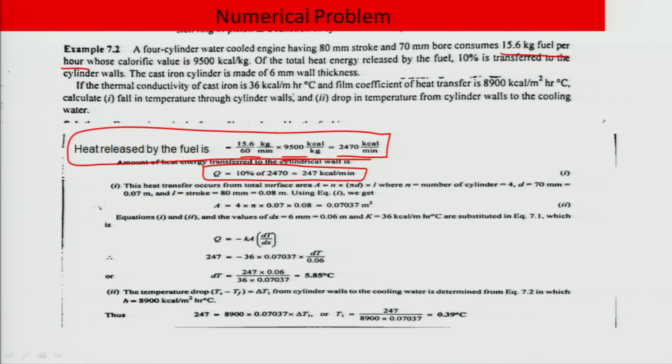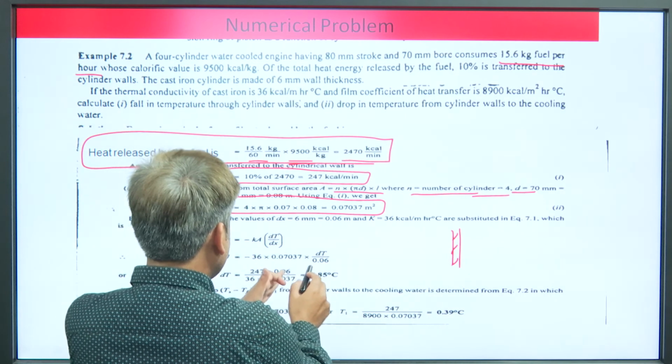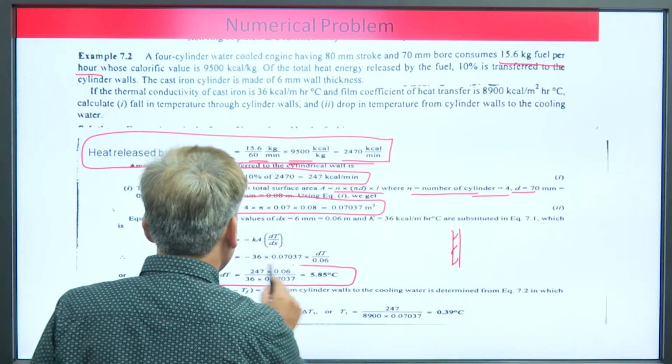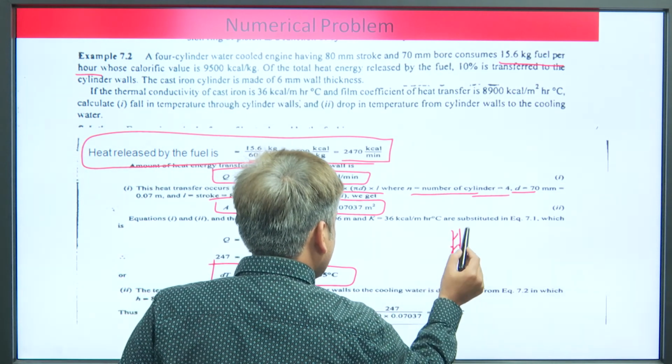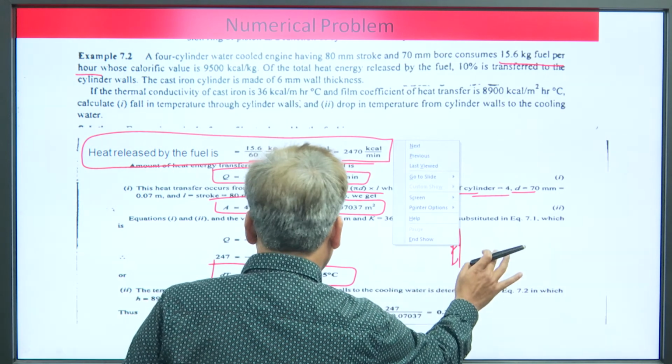This heat transfer occurs from the total surface, n into pi d L, where n is the number of cylinders, not tubes. So, for 4 cylinders, with one cylinder size given, the total area of the cylinder comes out here. Now, because the heat transfers through a solid medium, we apply Fourier's law, Q is equal to minus K dT by dx times A. All the values are given, you put those values in, and the temperature drop is evaluated by this equation, between the inner boundary and the outer boundary. So, we find 5.85 degrees Celsius.